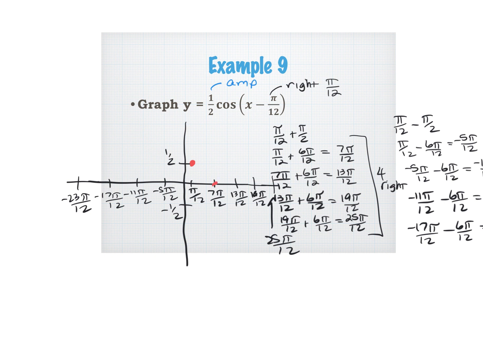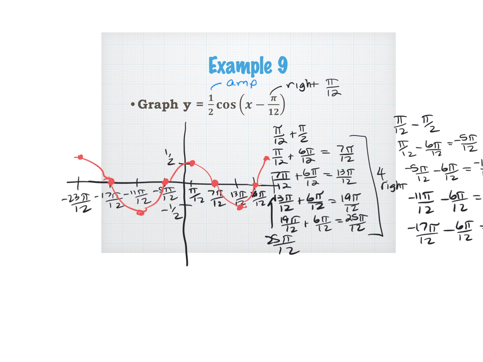And then at the 7 pi over 12, come down to the axis. Then here at the 13 pi over 12, down here to the -1/2, and then back up, and then one more time to the same level that I started. So here is my little curve. And again, I do not have a point on the y-axis. My next stopping point is this -5 pi over 12. And then down here, back up, and then back up again to where we start. And again, no stopping point on the y-axis for this one.